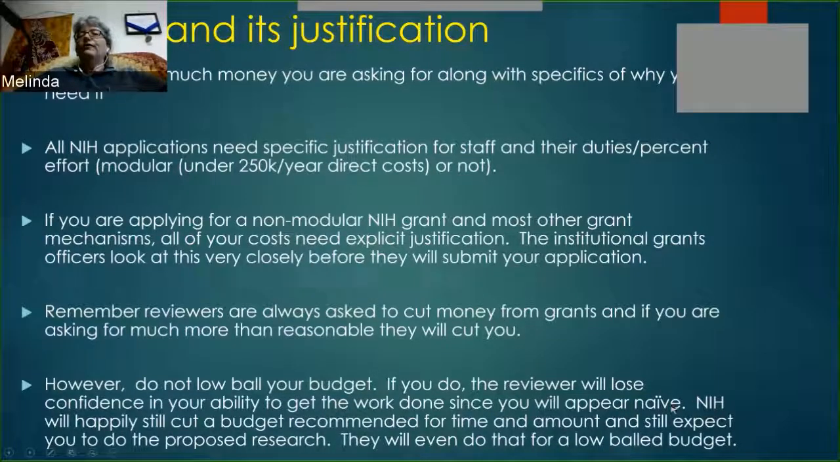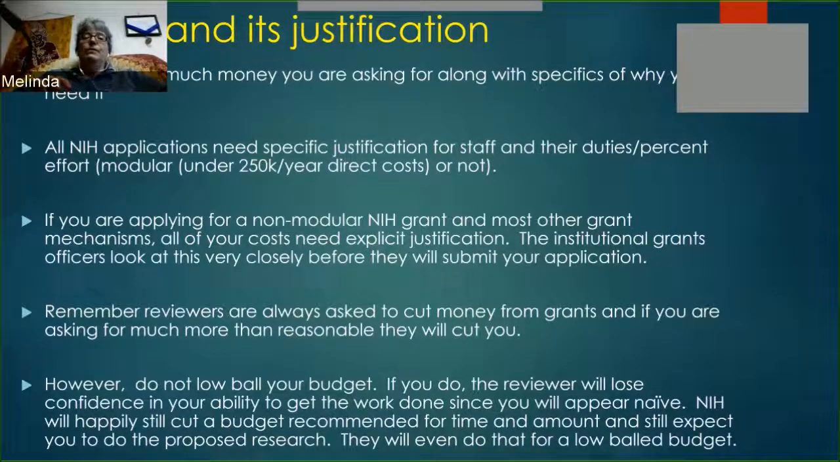Part of your job is to make sure that you do your budget justification so it's not lowballed, so the reviewer's convinced that you know what you're doing and you know how much it's going to cost, but you haven't asked for crazy amounts of money, so the reviewer doesn't think, yeah, this person's just trying to milk the system. Now, keep in mind that even if the reviewer recommends what's called time and amount, in other words, the yearly budget and the number of years you're asking for, NIH can still cut the budget as recommended for time and amount. And they still somewhat expect you to do the proposed research.